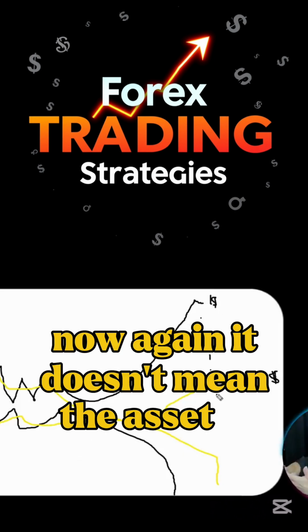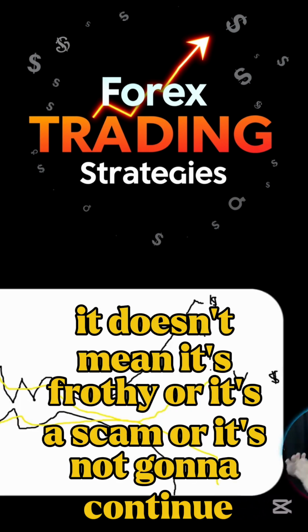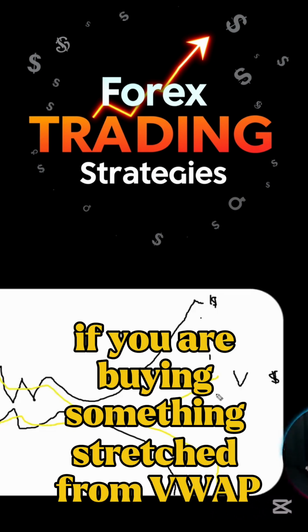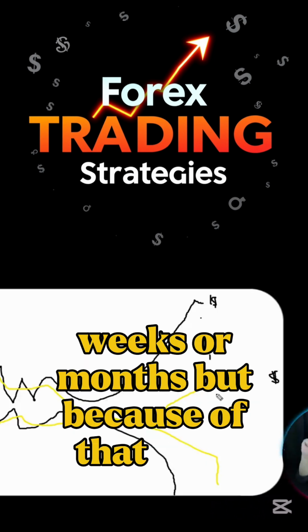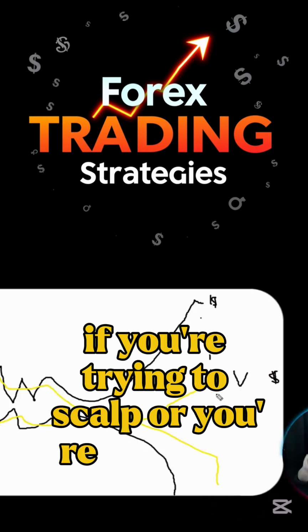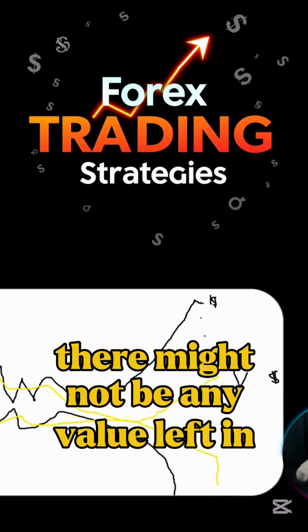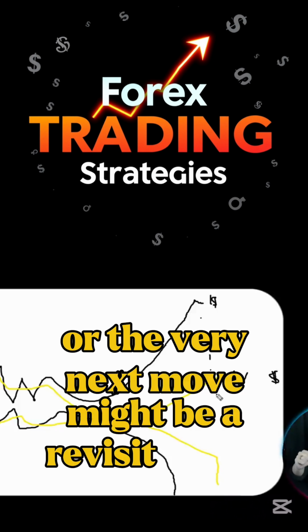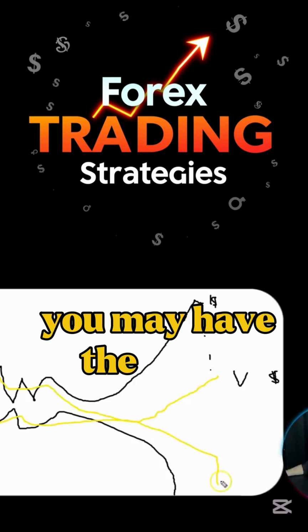Now, again, that doesn't mean the asset is overbought or oversold if it's going down. It doesn't mean it's frothy or it's a scam or it's not going to continue. But at this pocket of time, you are losing a certain edge if you are buying something stretched from VWAP. Not because it won't go up over a series of days, weeks, or months, but because at that little moment, if you're trying to scalp or you're trying to day trade, there might not be any value left in that trade. Or the very next move might be a revisit of the VWAP. Now keep that in mind because we're going to go over it. Same way to the downside, you may have the same thing.